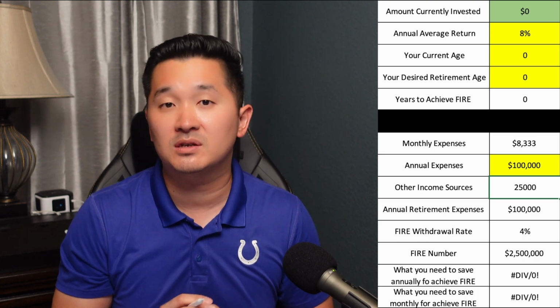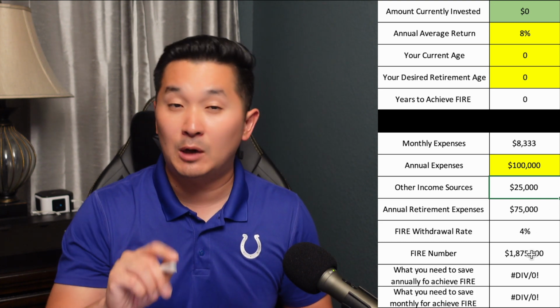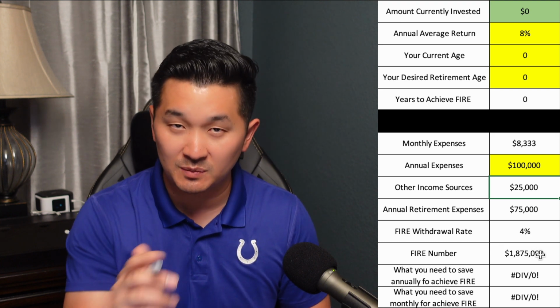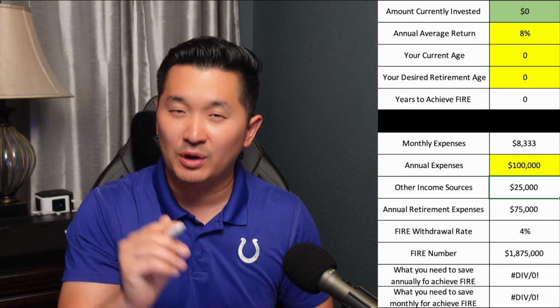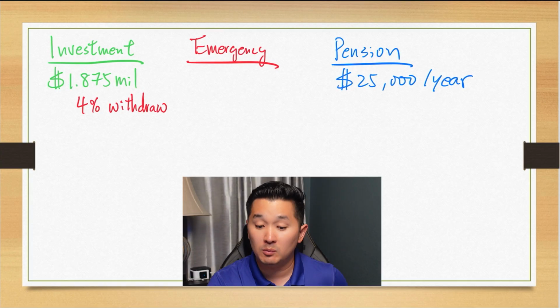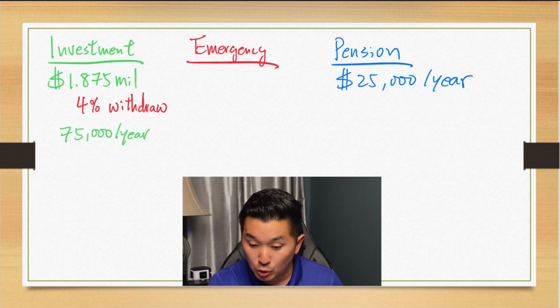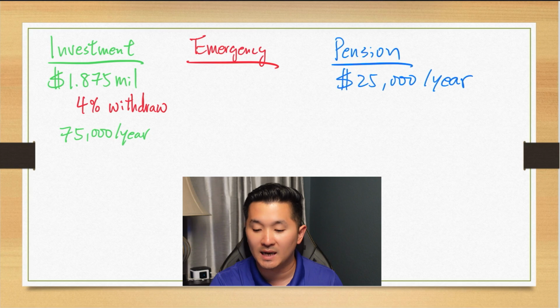With $25,000 a year in military retirement, I would just need to have $1.875 million invested. And let me do the reverse math on this so you have a better understanding. 4% of $1.875 million is $75,000 a year using the 4% withdrawal rule, right? That $25,000 in pension will add up to $100,000 a year in passive income.